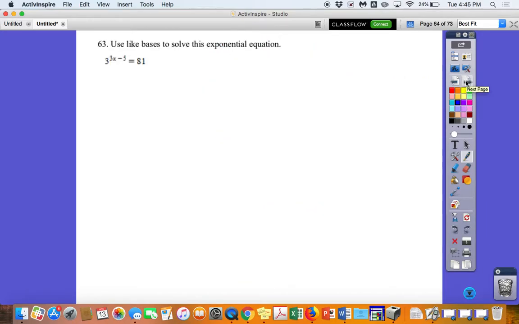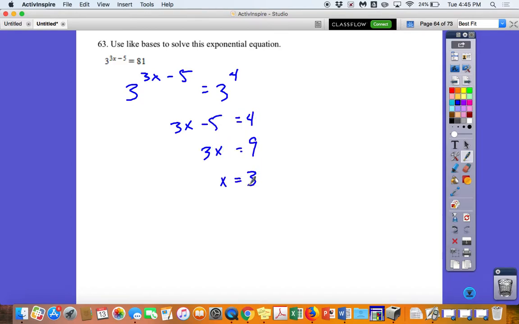Okay, next one. Use like bases to solve this exponential equation. Well, we have to rewrite 81 with a base of 3. So that's 3 to the 4th. Now that your bases are the same, your exponents must be equal. So the 5 goes over, divide it out, x is 3.